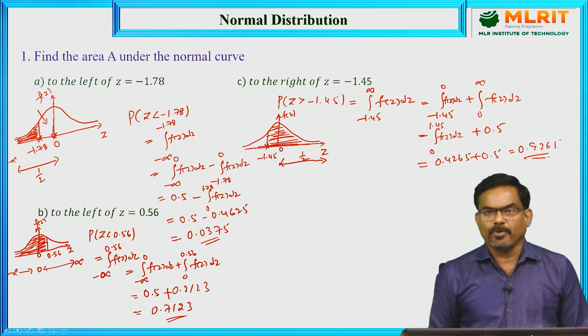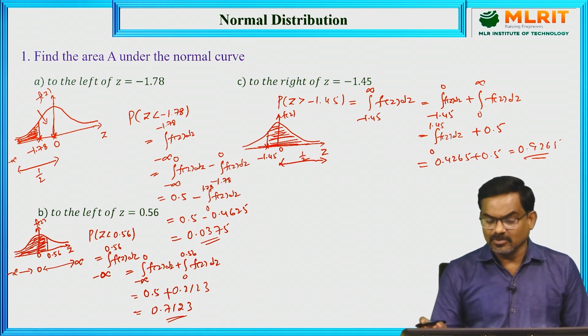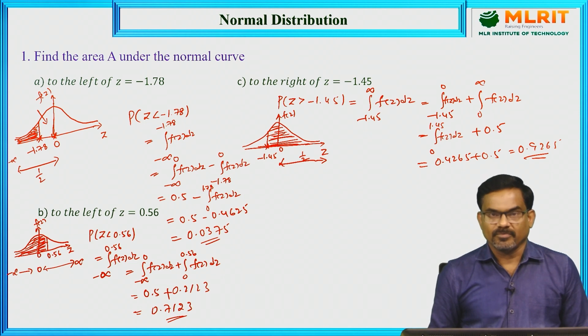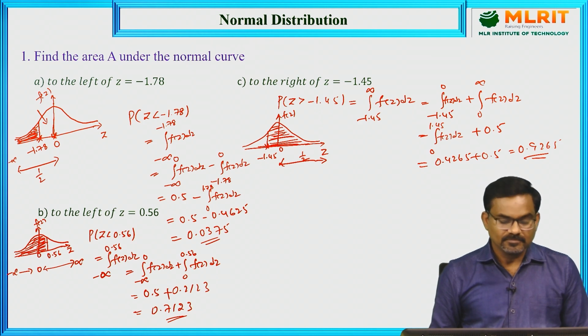So 92.65% of values lie to the right side of z equal to minus 1.45. So like this we can find the area or probability using the normal distribution table. Similarly, let us discuss some more problems.